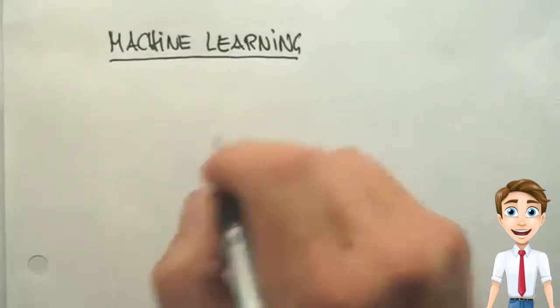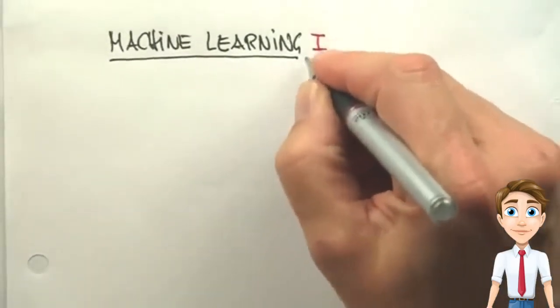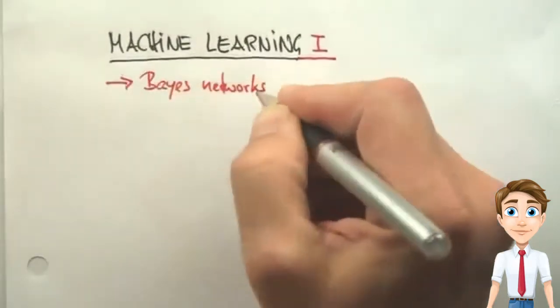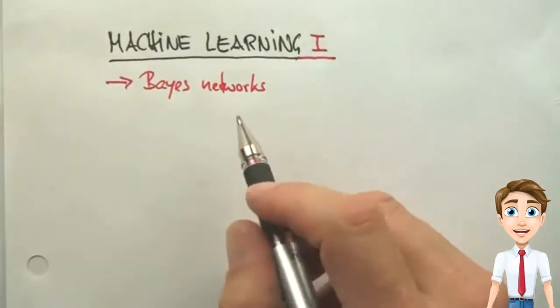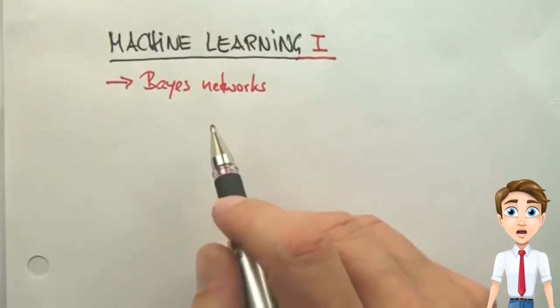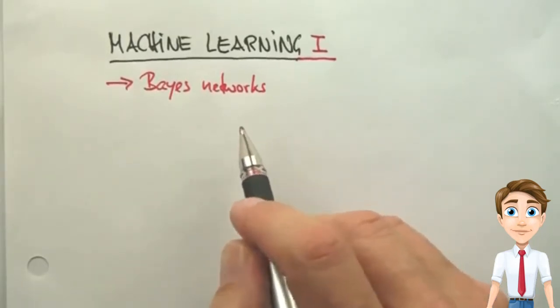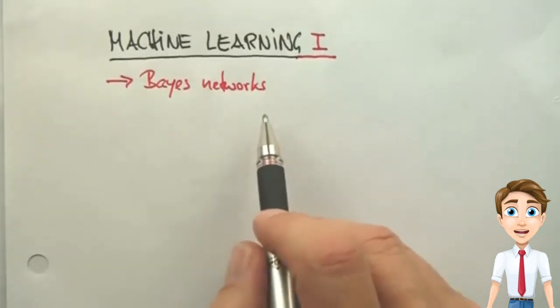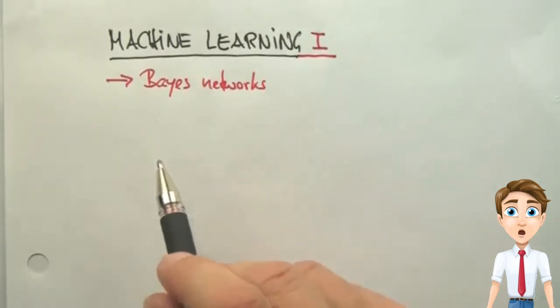Welcome to the first class of machine learning. So far, we talked a lot about Bayes networks. And the way we talked about them is all about reasoning within Bayes networks that are known. Machine learning addresses the problem of how to find those networks or other models based on data.